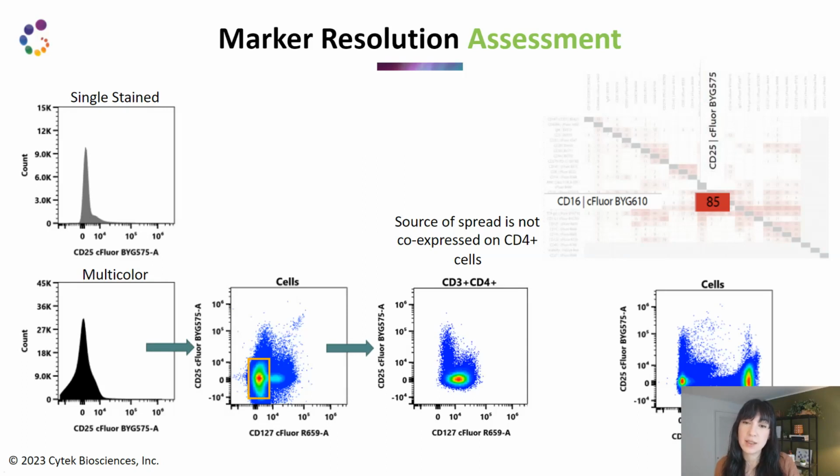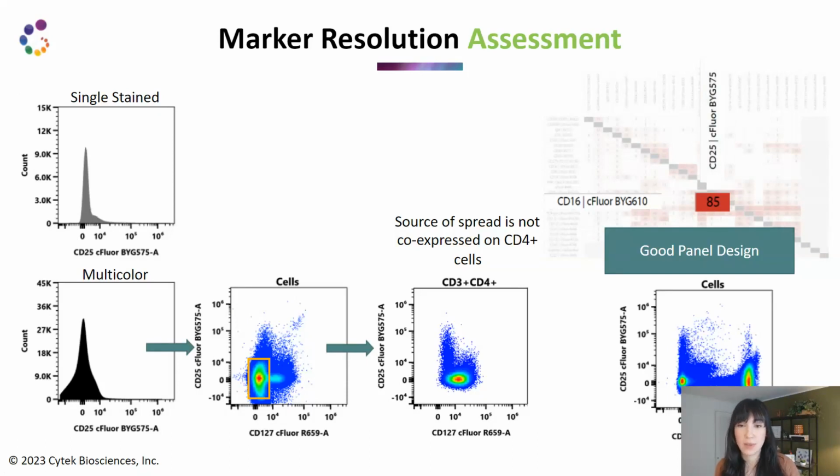But you'll notice that they're not co-expressed. So this was actually a well-designed panel. And so essentially we can ignore this value of 85% in the SIR matrix because these markers are not co-expressed.